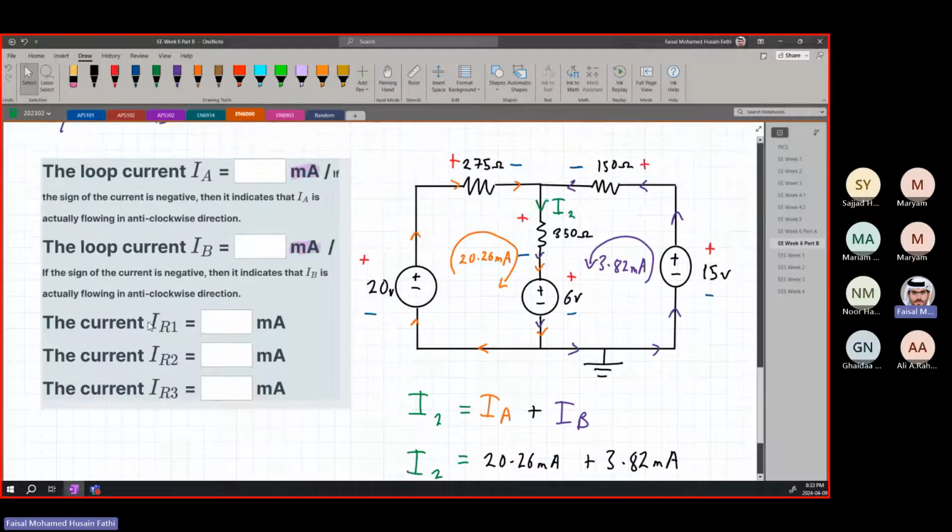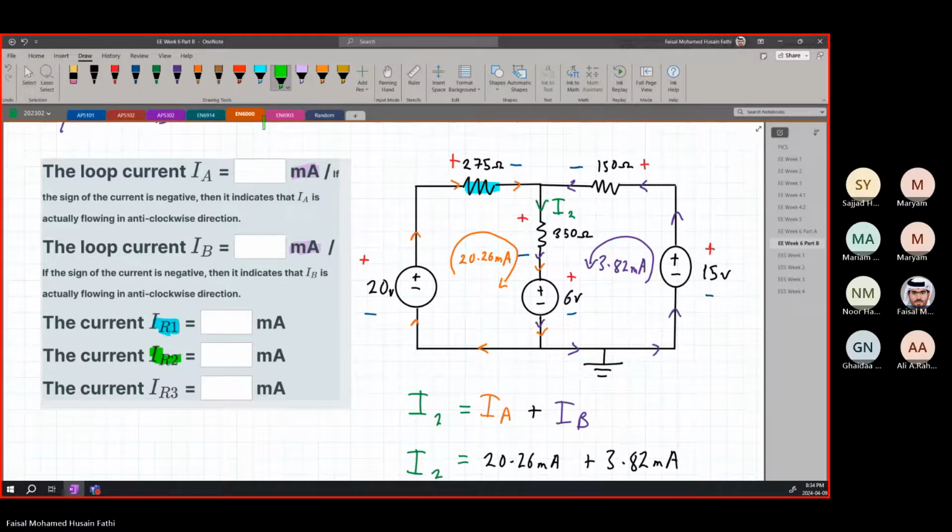Now the question says find the current IR1 also and IR2 and IR3. Remember that the current flowing through IR1 is flowing through this resistor. Which current is it? It's the orange current, so it's equal to IA. So this is IR1, and then this is IR2. This current over here is IR2, and this is IR3. Actually, let's use a different color. Let's use red. This is IR3.